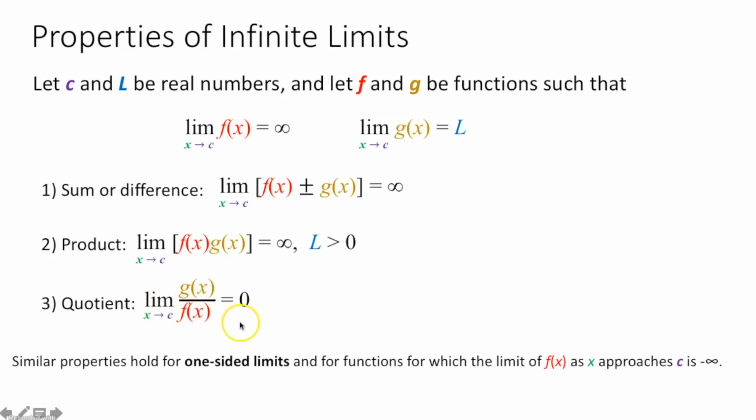And any time you're evaluating a limit and you have a number over infinity, that would equal 0. This says similar properties hold for one-sided limits and for functions for which the limit of f of x as x approaches c is negative infinity. We talked about that earlier.